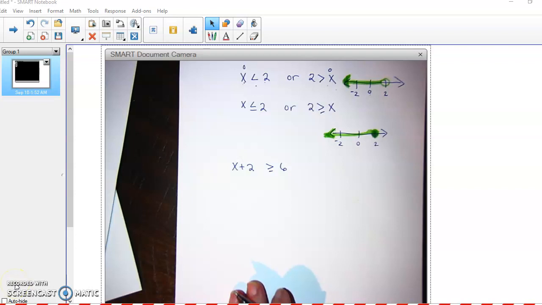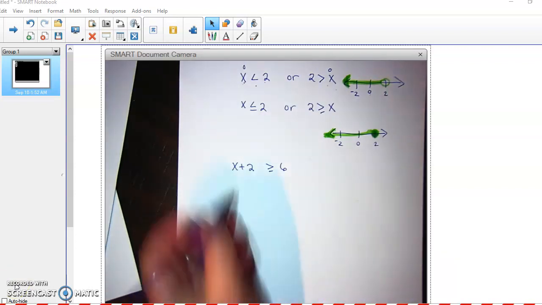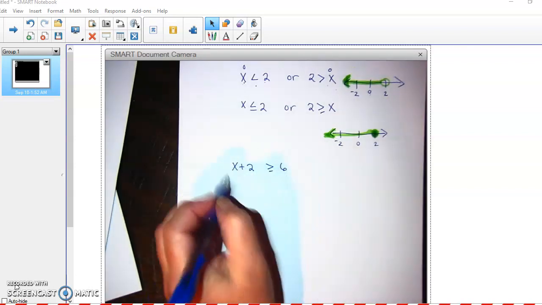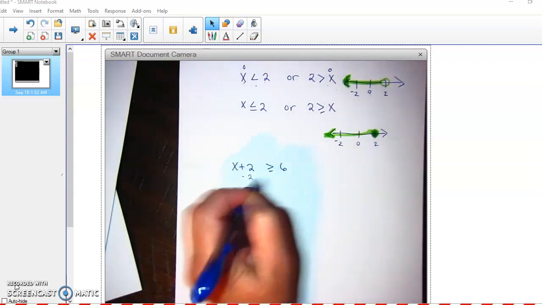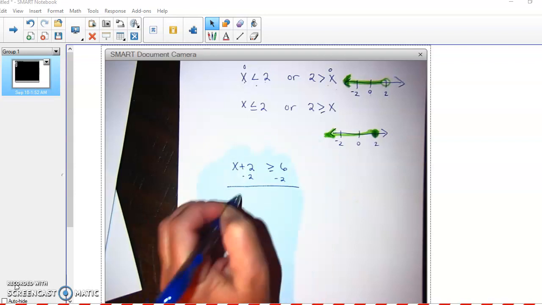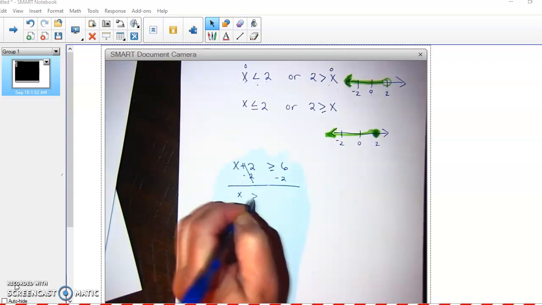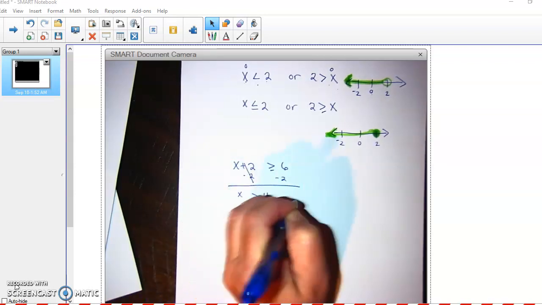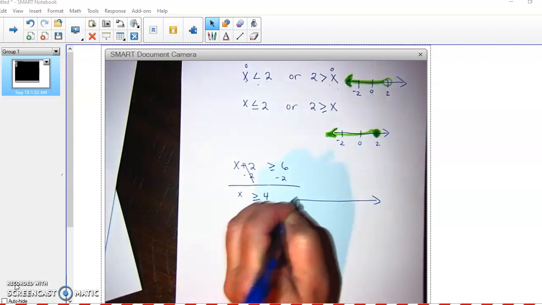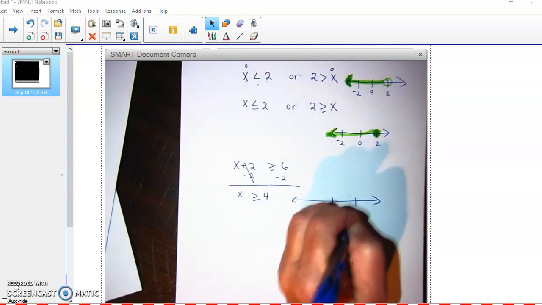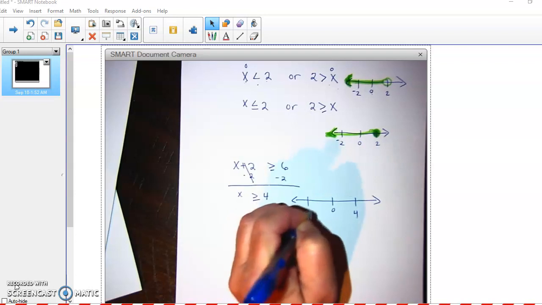Okay, so now we're going to start solving them, graphing them, and then you need to know some notations. So just like equations, we want to get x by itself. So we're going to subtract 2 from both sides. That cancels. It's greater than or equal to 4. Let's draw our number line. And I'm going to make that 4 and that negative 4.